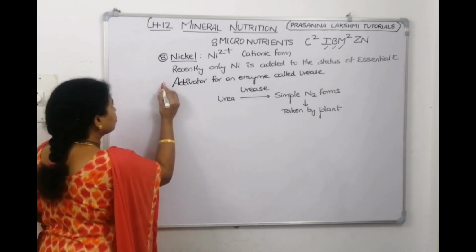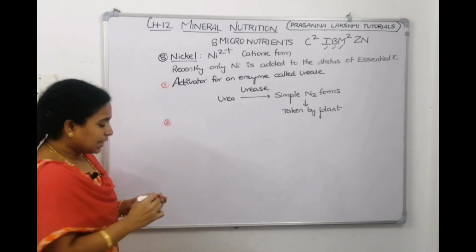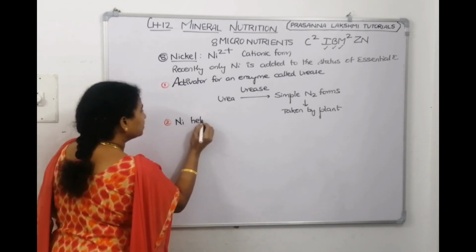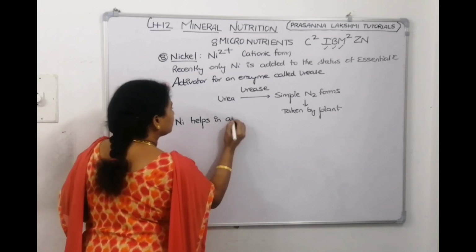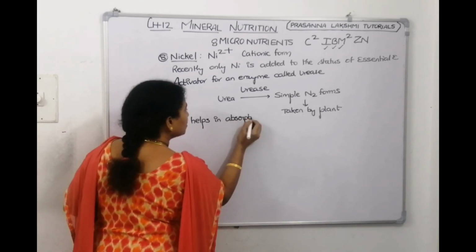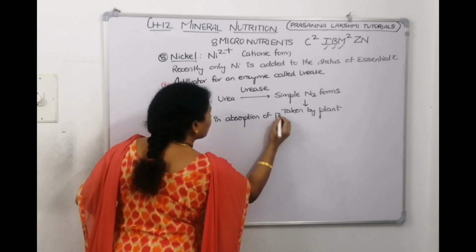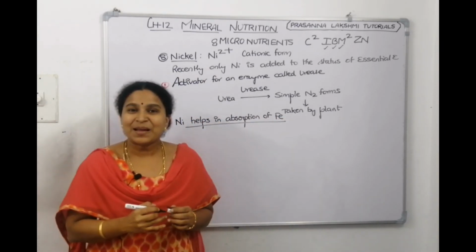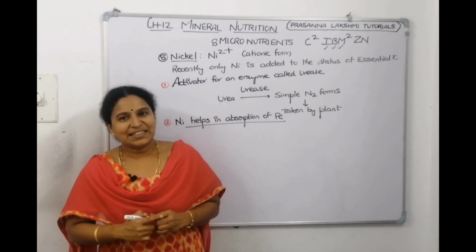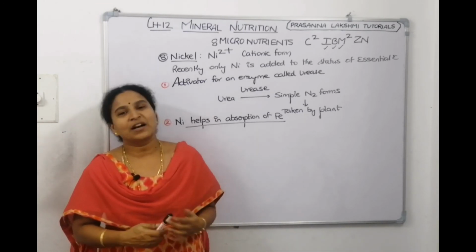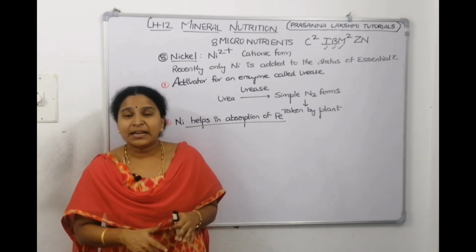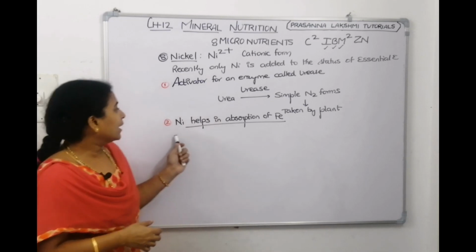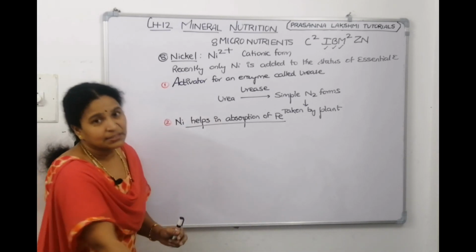What is the second function? This was the first function. The second function is nickel helps in absorption of iron. If you recollect, boron helps in absorption of calcium, no? Like that, nickel helps in absorption of iron. So if you don't give nickel, even if you are giving iron also, the plant is not in a position to absorb it. So nickel helps in absorption of iron. That is the second function.